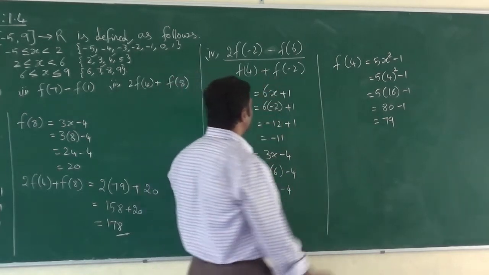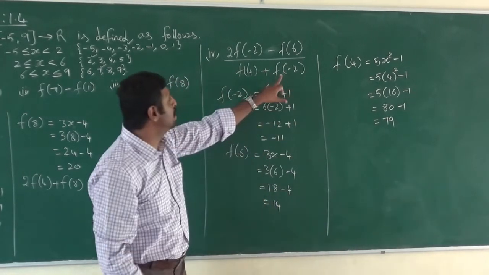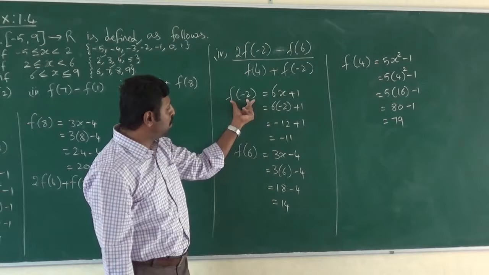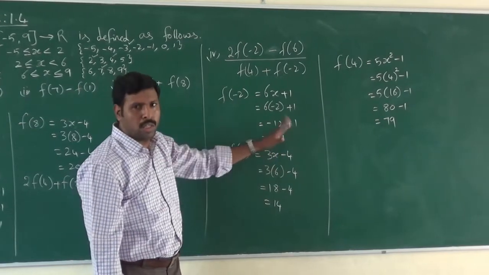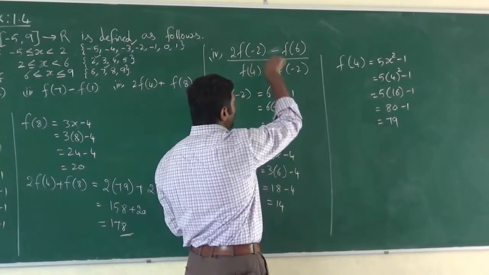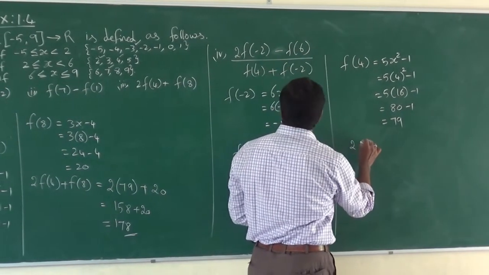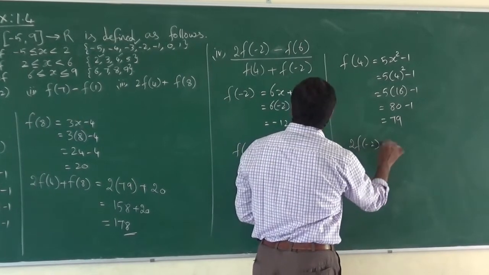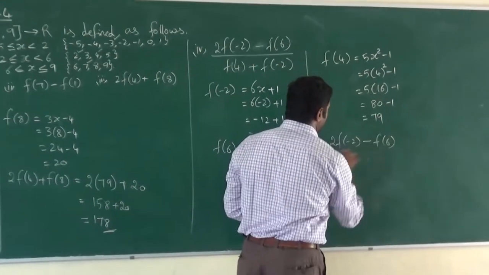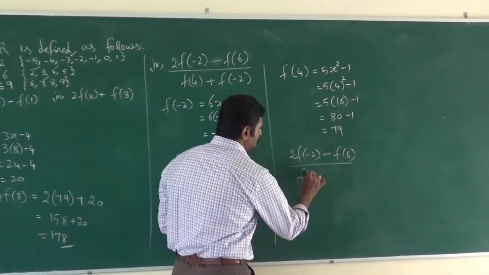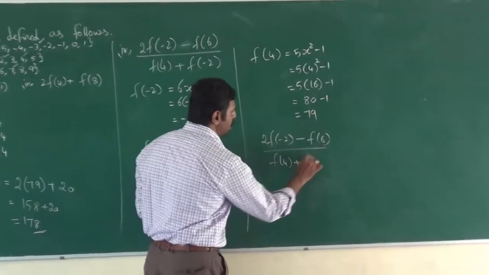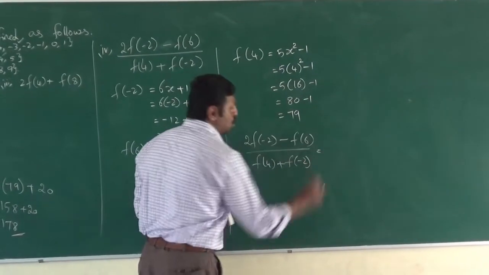Next, f of minus 2. Here also f of minus 2, which we have already found, so there is no need to find it again. Now we find 2 times f of minus 2, minus f of 6, divided by f of 4 plus f of minus 2.